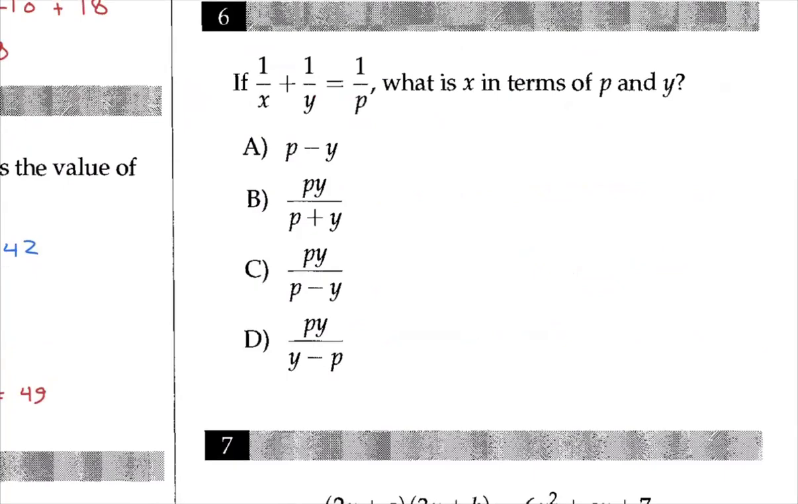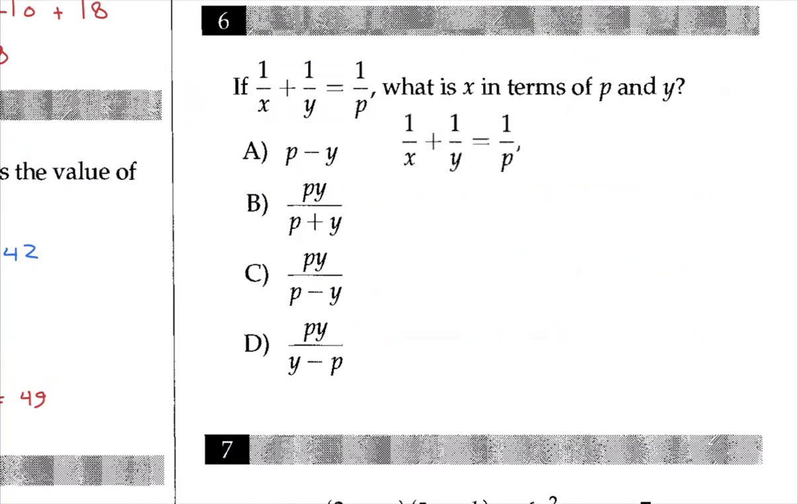Question number 6, if 1 over x plus 1 over y equals 1 over p, what is x in terms of p and y? Look at this equation. And here, as you see, we have 3 fractions. That means we have 3 denominators, and I need to cancel the 3 denominators. I'm going to multiply the whole equation by x, y, and p.